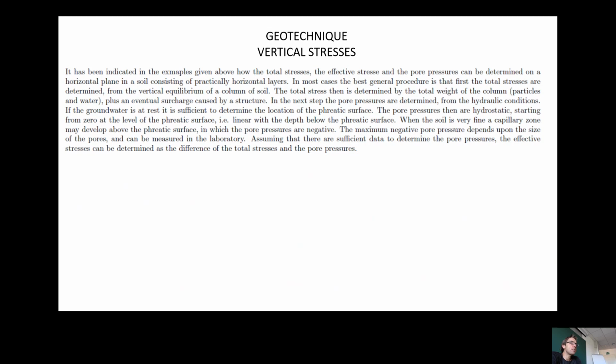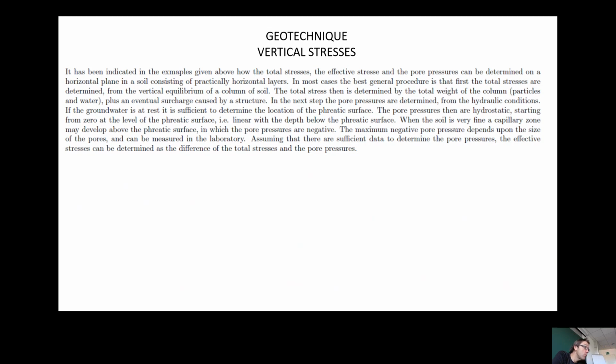This example gives the idea of how the total stress, the effective stress, and the pore stress can be determined on a horizontal plane in a soil consisting of practically horizontal layers. In most cases, the best general procedure is that first the total stresses are determined. So first we determine the total stress, that is the simplest thing. Then we can define the total weight of the column, for example the particles and the water, and then we can define the pore pressure from the hydraulic condition.